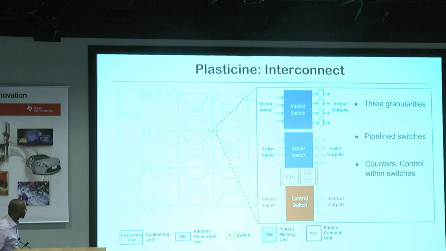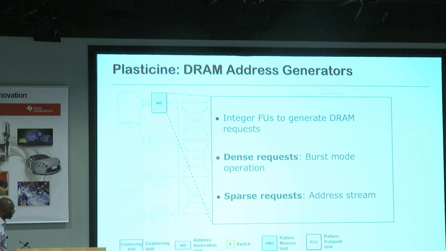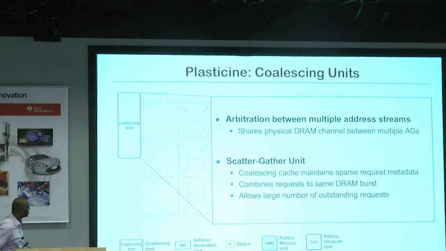The interconnect is actually three different elements. You have got vector interconnect, scalar interconnect, and control interconnect. They follow roughly the same network control. And then address generators to support both dense and sparse requests, and then a coalescing unit to provide the interface to the DRAM and to provide support for scatter-gather that is present in spatial.